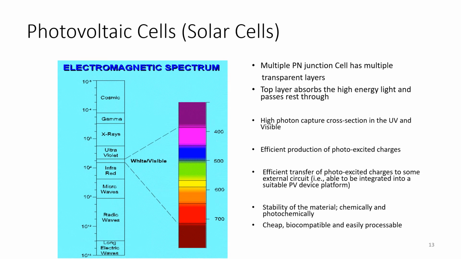Generally, a modern photovoltaic cell contains multiple transparent layers to absorb the solar spectrum. The top layer absorbs the high energy light and passes the rest through the inner layers. High energy photon capture takes place in the UV-visible region of the spectrum. The photon energy must be sufficient for the efficient production of photo-excited charges, that is, electrons and holes.